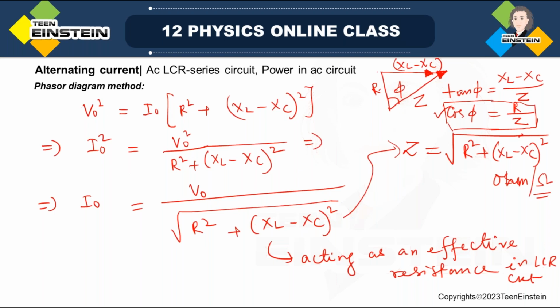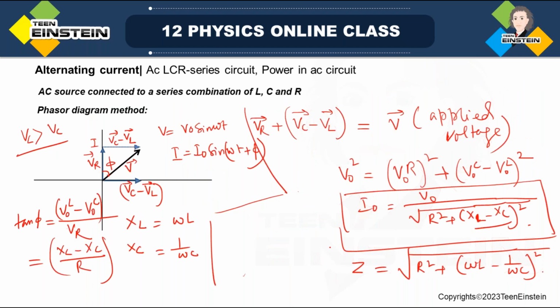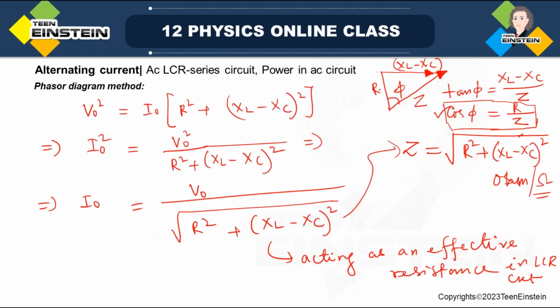So what is the summary of this phasor diagram method? We have got the current: I0 sine (omega t plus phi), where I0 is equal to V0 by the square root of R square plus (XL minus XC) whole square. This is called impedance. And what we got is tan phi is XL minus XC by R. Now we'll see whether we get the same result while doing the analytical method.